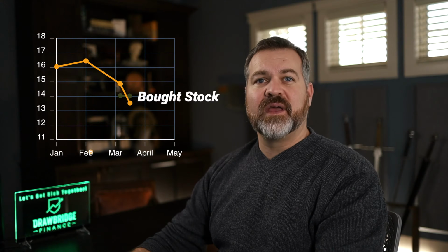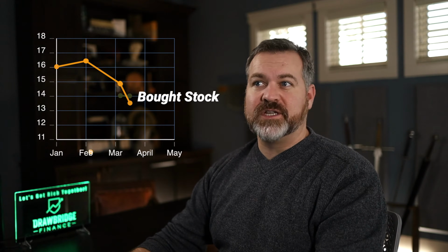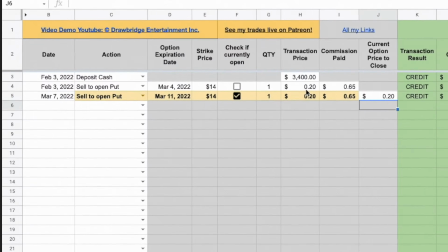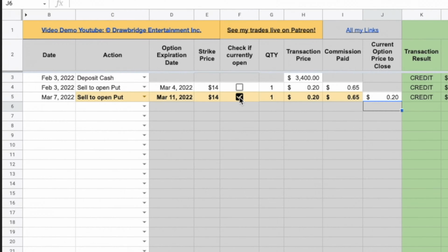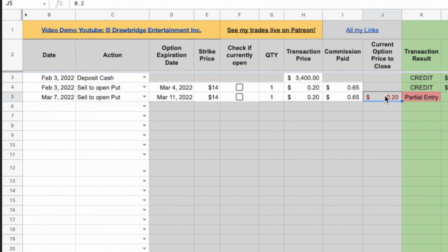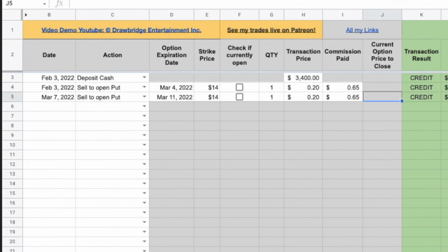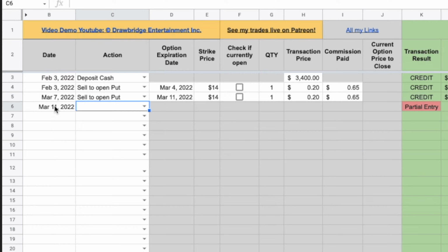If the stock had dropped below the $1,400 threshold and I was forced to buy stock for $14 apiece, the first thing I would do is come up here and uncheck the closed trade, and I would then delete this current price to close because it's obviously closed. There is no more price to close. And I would fill in the date that I actually purchased the shares, which in this case was March 11th, because that was the day that the contract ended and the day that the stock was assigned.